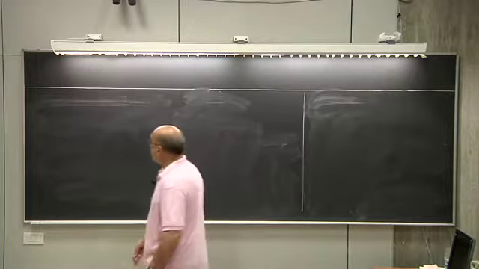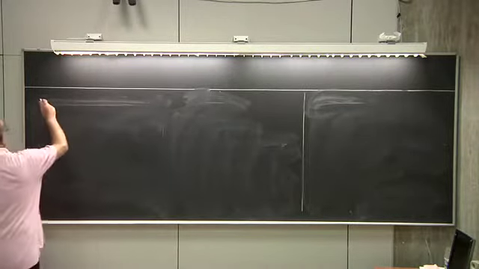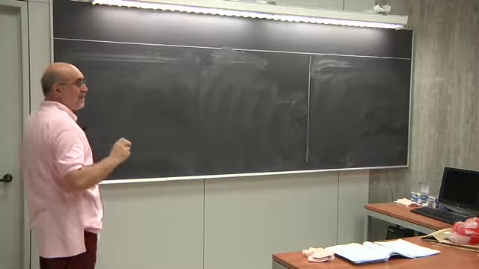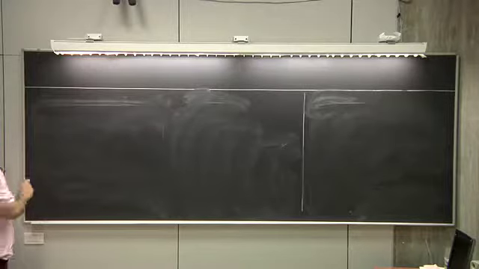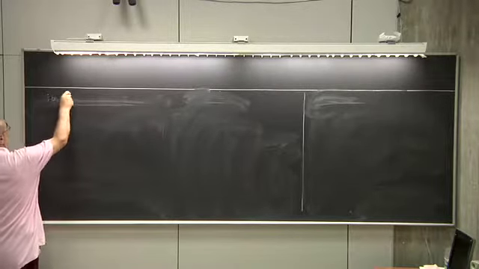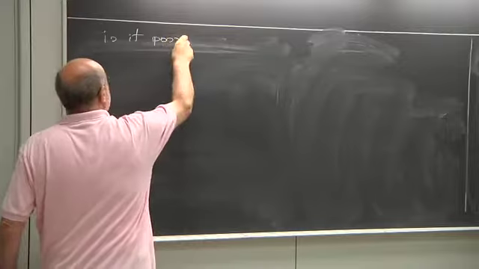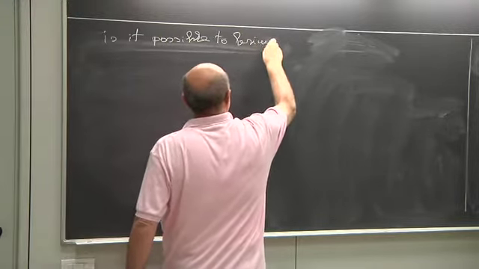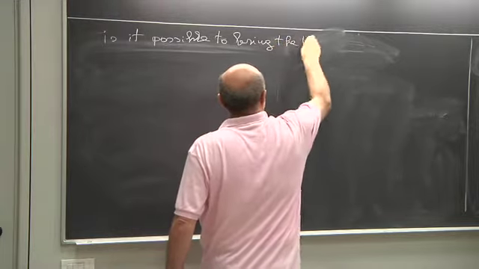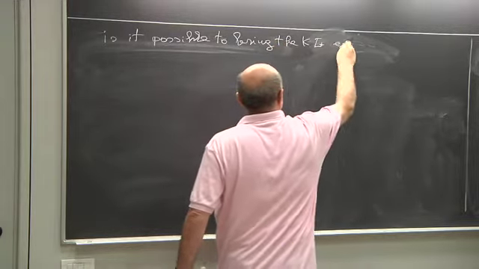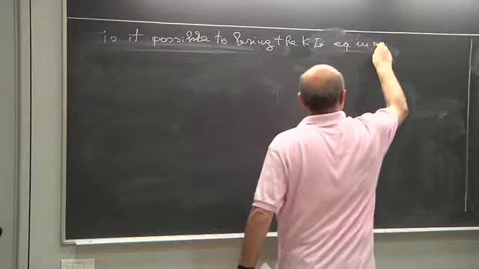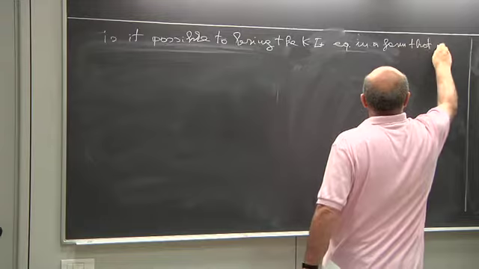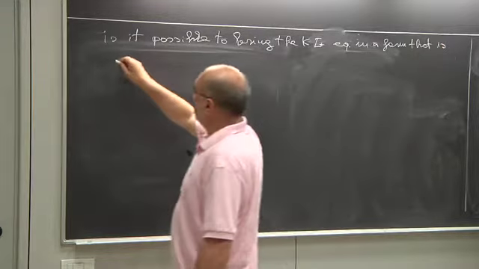Okay, now the question we will ask is very important, because somehow the book does not underline it enough. Is it possible to bring the Klein-Gordon equation into a form that is first order in the derivative?